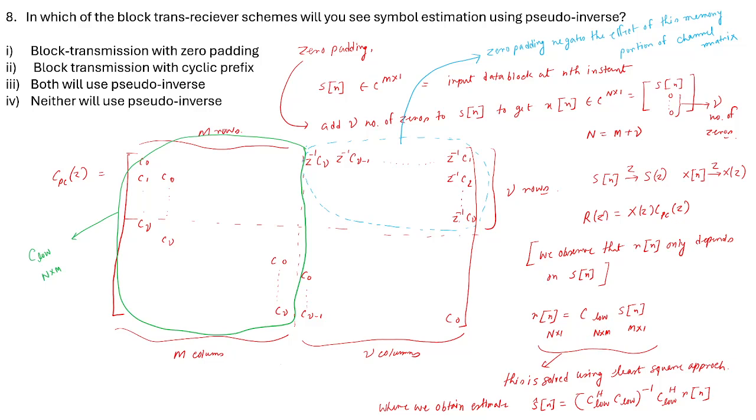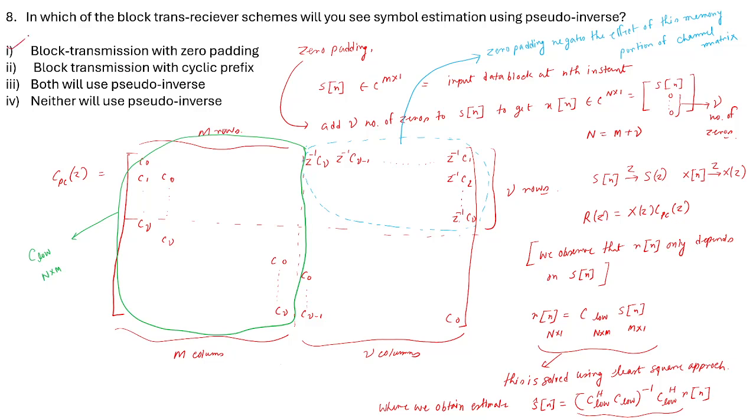So when we are solving using the least square approach, as it's an overdetermined system, of course n is greater than m, therefore we obtain this pseudo inverse term here, and this is because of the structure of C low being a rectangular matrix. For cyclic prefix it comes out to be a square matrix, so you can take the inverse. But for zero padding you cannot take the inverse, because it's a rectangular matrix, so you need to compute the pseudo inverse for the purpose of symbol estimation.